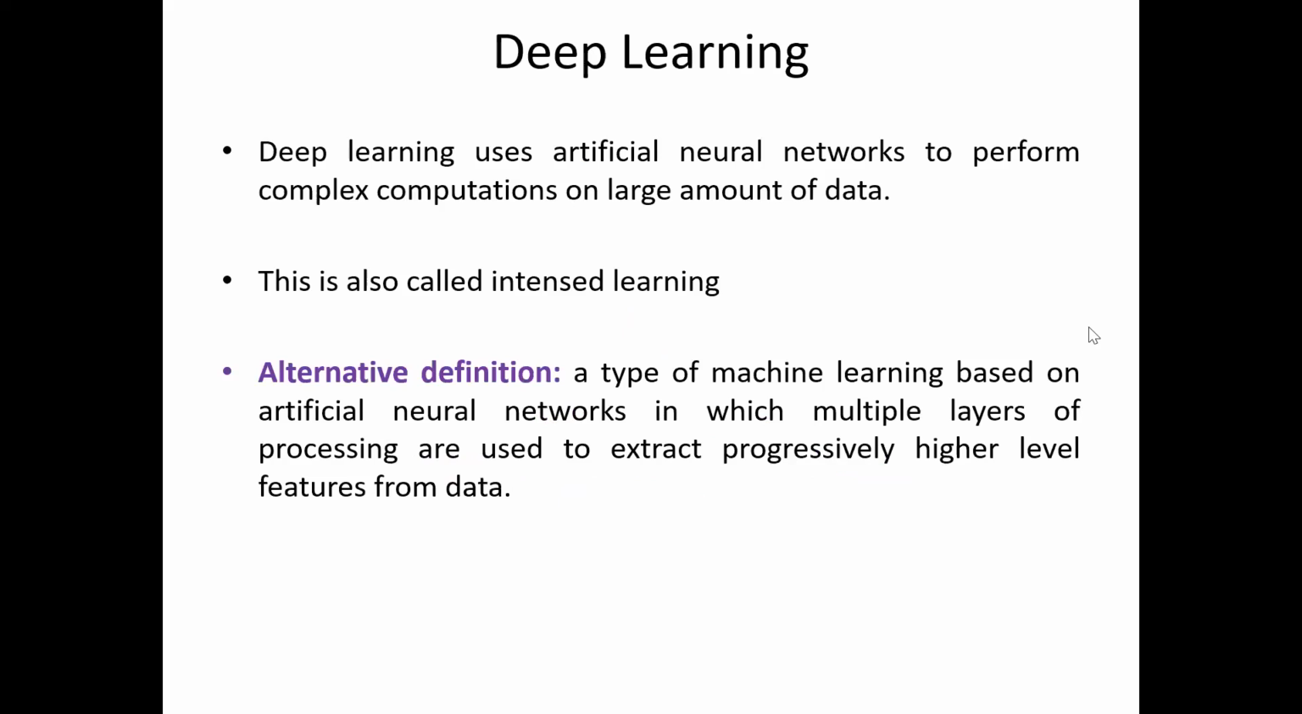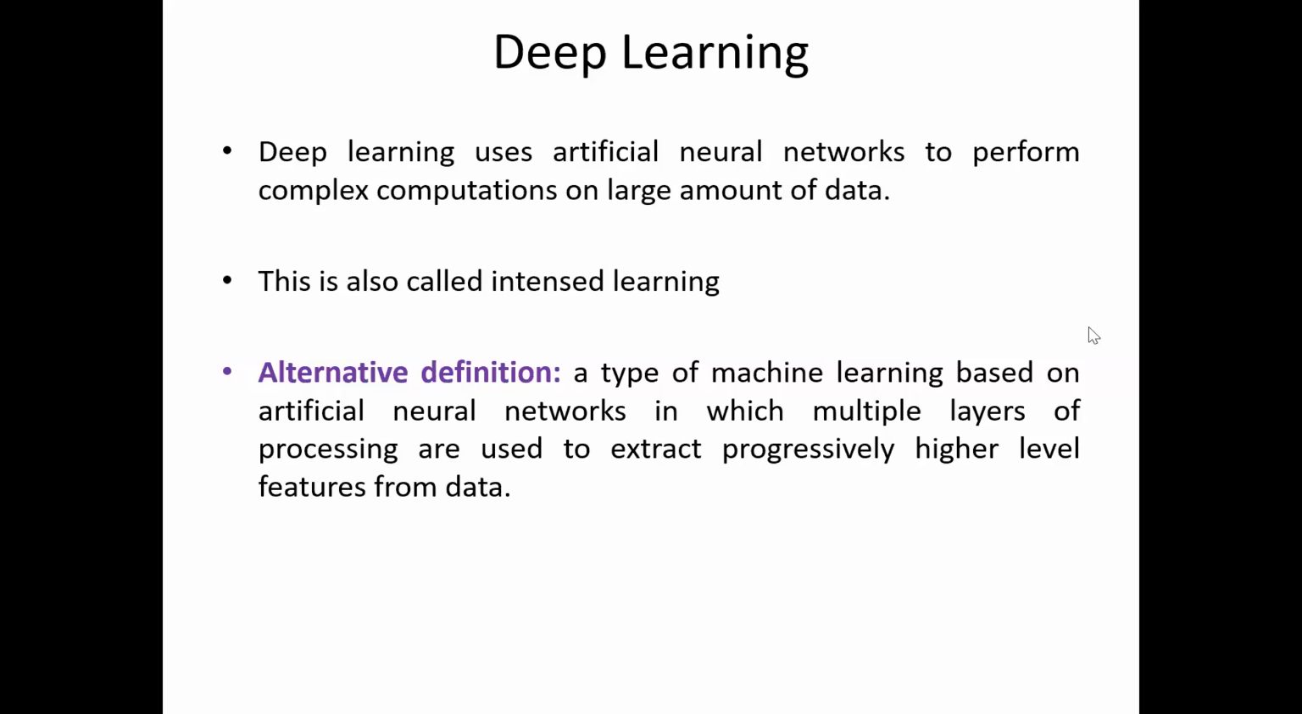Now coming to the definition of deep learning. Deep learning uses artificial neural networks to perform complex computations on large amounts of data. There are n number of deep neural networks, different types of models. They are ultimately artificial neural network models, but different from conventional artificial neural network models, because the ultimate goal of deep learning is to find results with high accuracy and in limited time. That is very important. And it can perform a lot of complex computations.